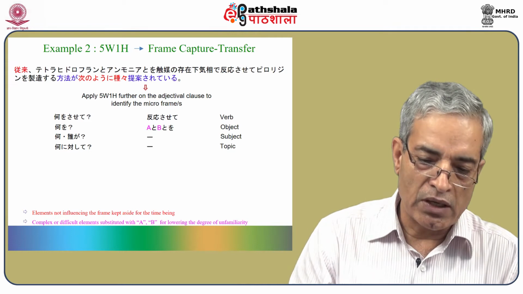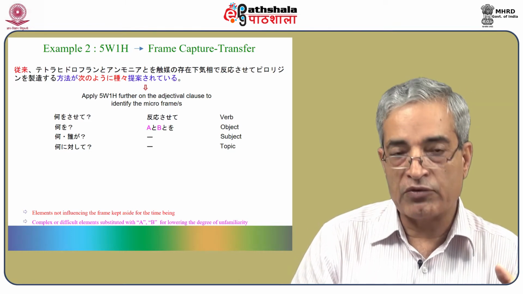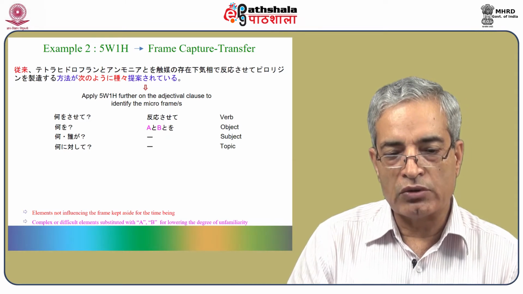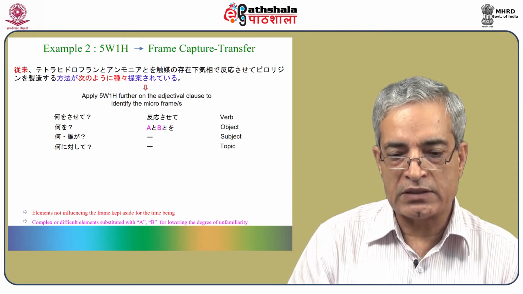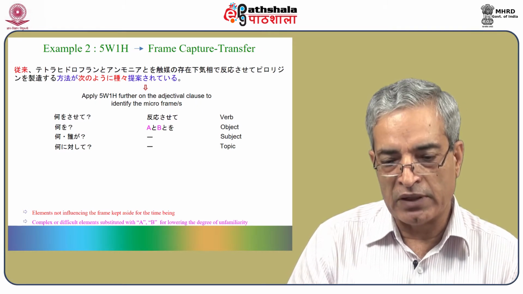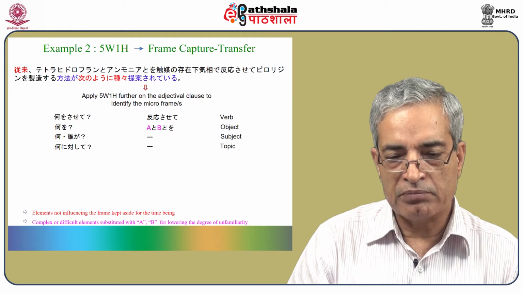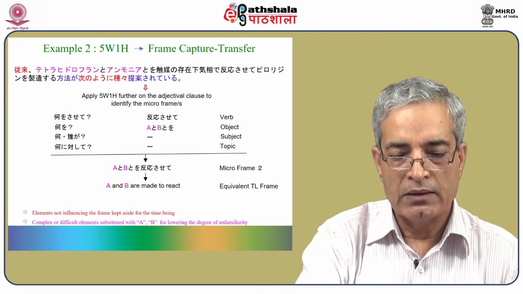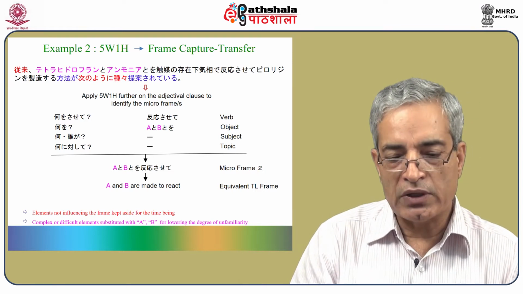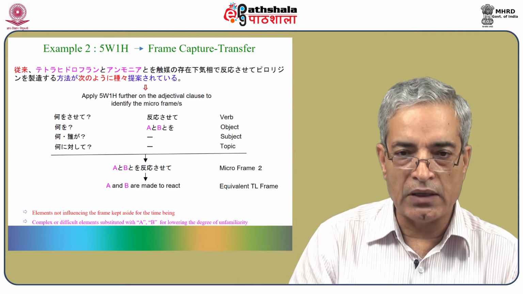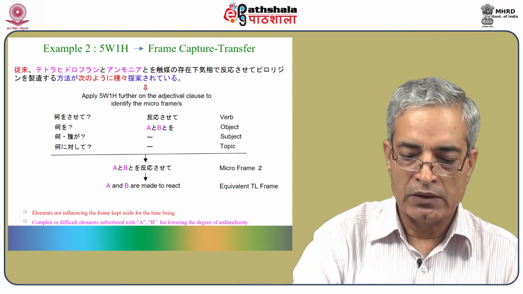So elements not influencing the frame are kept aside for the time being, and complex or difficult elements, the tetrahydrofuran and ammonia, are replaced with something. If you want, you can abbreviate it, you can put some familiar words. Otherwise, things like A, B, X, Y, etc. can also be used for replacing. And the microframe comes out, A to B o hanno sasete, and the equivalent will be A and B are made to react.